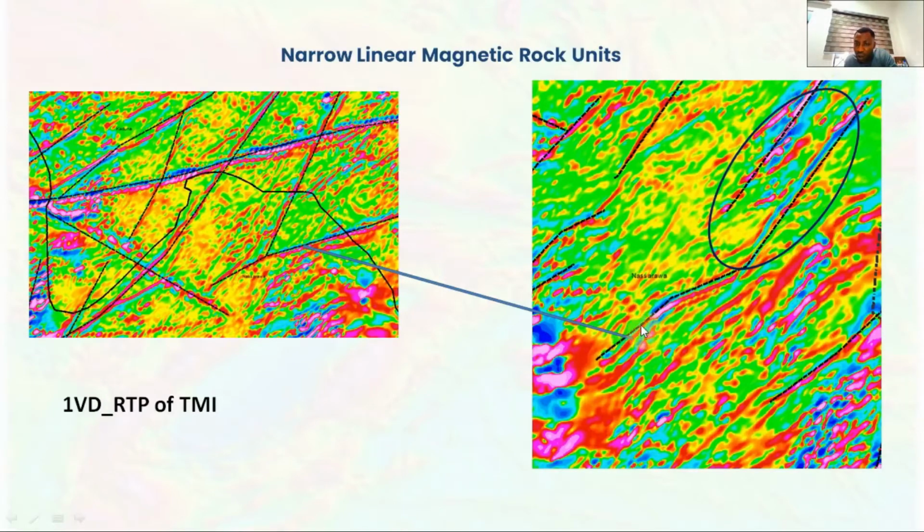Also here and also here. So this is a kind of linear magnetic rock unit. This is the first vertical derivative of RTP.